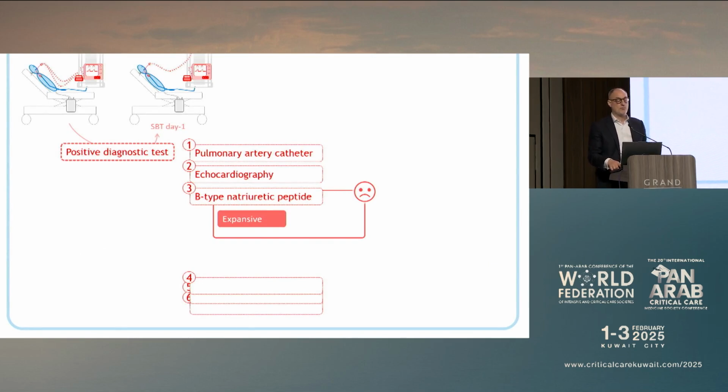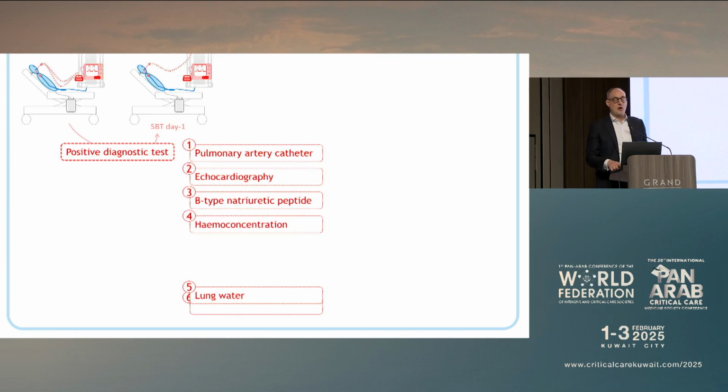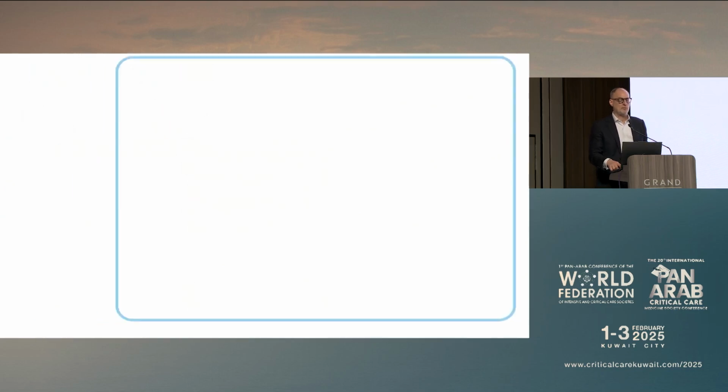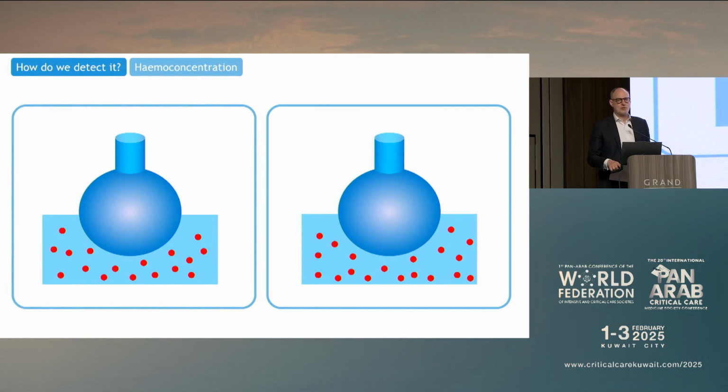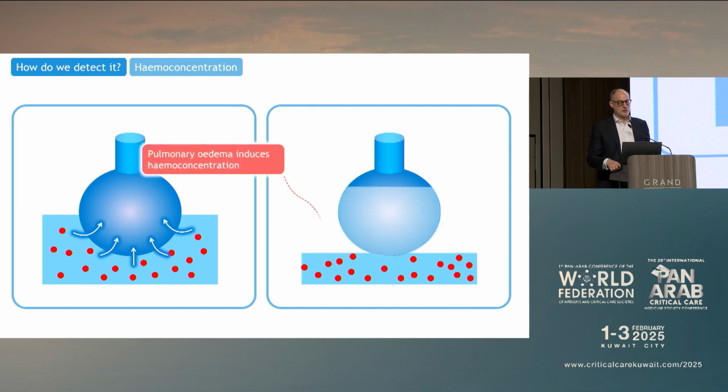The problem may be the price, especially because another way of performing the diagnosis with biology, to perform the biological diagnosis, may be to use hemoconcentration. What do I mean? All patients experiencing cardiogenic pulmonary edema experience hemoconcentration. I mean that the transfer of plasma to the interstitial space and to the alveoli induces significant hemoconcentration.